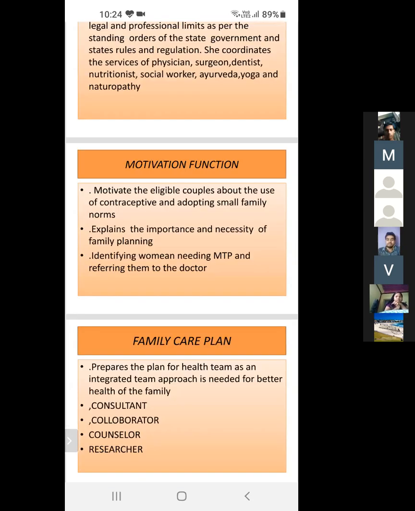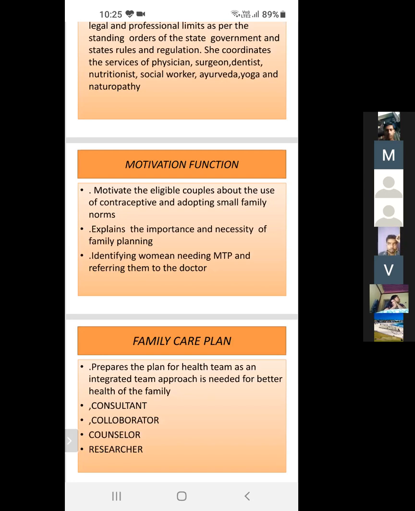Next one is the motivation function. It means motivate the eligible couples about the use of contraceptives and adopting sterilization. Eligible couple, yesterday in family planning I told what an eligible couple is. Contraceptive means provide family planning, control the children. Motivate the eligible couple, explain the importance and necessity of family planning, and identify women needing MTP and refer them to the doctor.